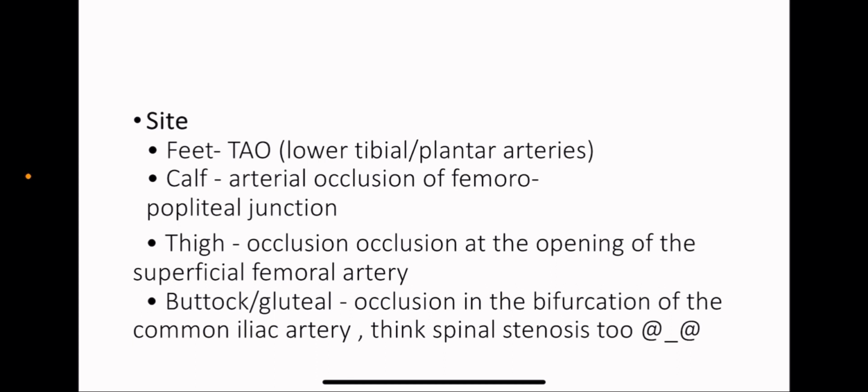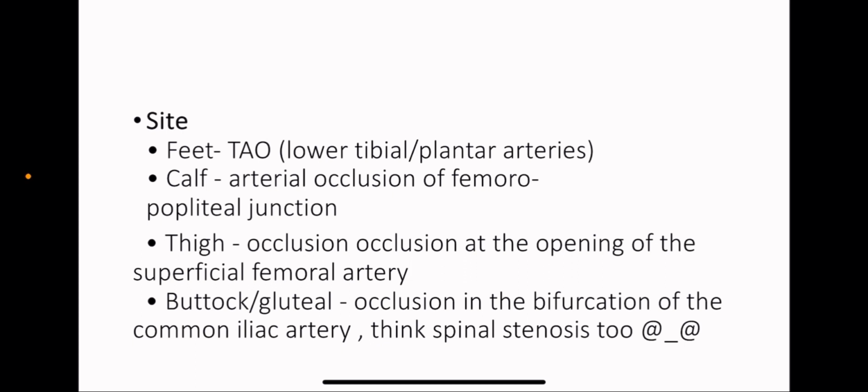After that, I'm going to talk a little bit about site. Site is very important and crucial because every site is associated more with a couple of disorders. For example, the feet are usually associated with thromboangiitis obliterans. And that's because thromboangiitis obliterans, or Buerger's disease, affects the lower tibial and plantar arteries. And also, as you saw in the picture, Buerger's disease is more common on the tips of the fingers of the hand.